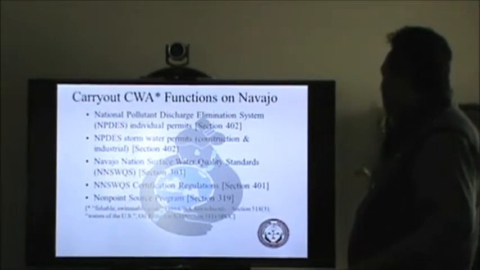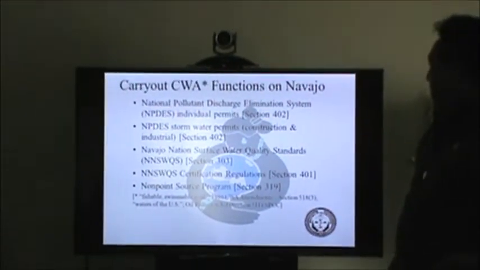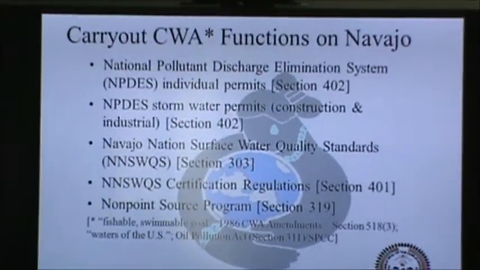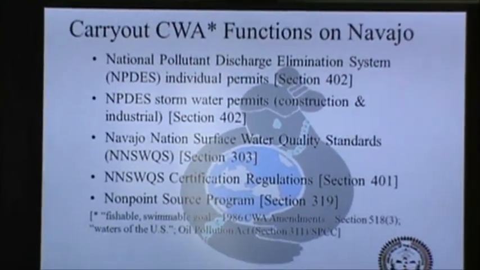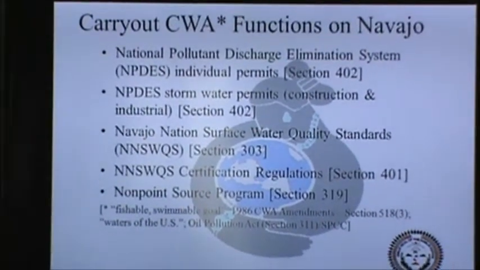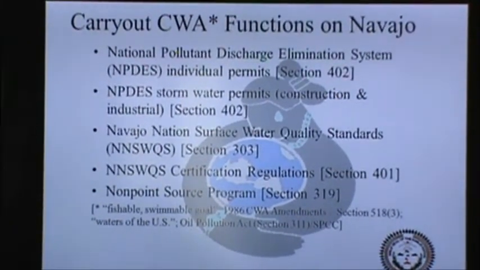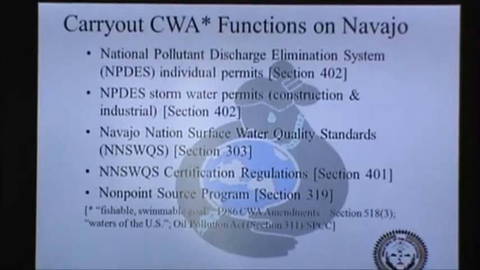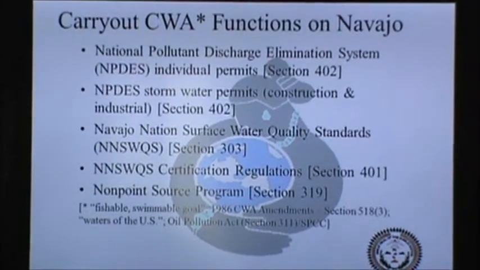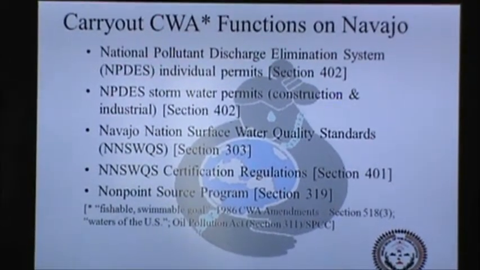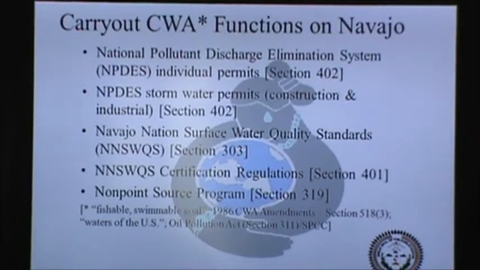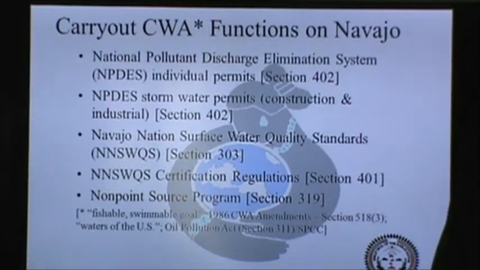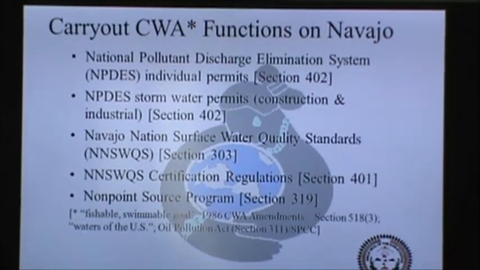There's two types of permit. There's an individual permit, and there's the construction or industrial general permit. On the Navajo Nation, there are currently 32 individual permits for businesses or utilities to discharge. And for the general permits, the basic one is the construction permit. If you disturb more than 1 acre of land surface, you need to be covered by the construction general permit.